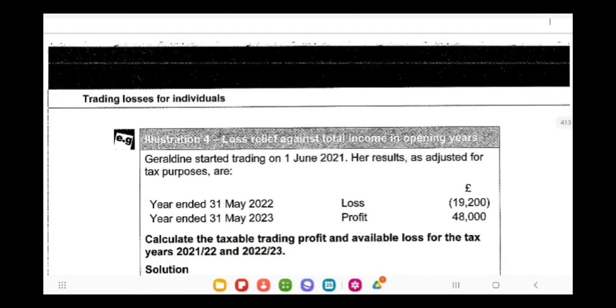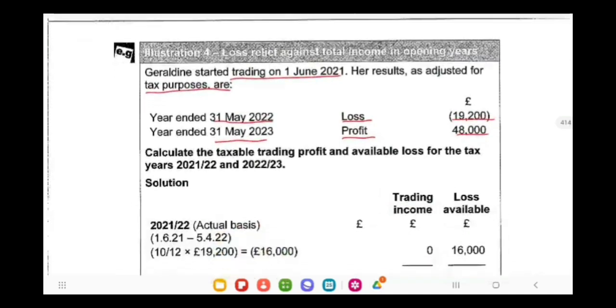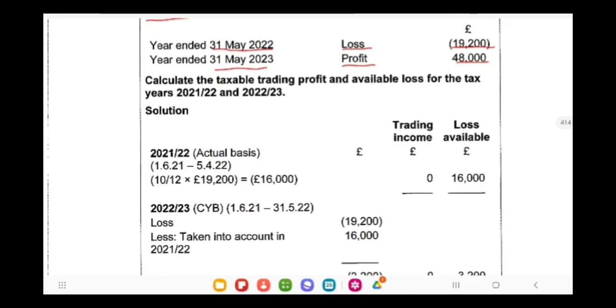For opening year losses, first you have to identify the income in accordance with the tax year. Like in this question, she started trading on 1st June 21. Her results as adjusted for tax purposes are: for the year ended 31st May 22, she suffered a loss of 19,200, and for the year ended 31st May 23, she earned a profit of 48,000. Now they are requiring that we calculate the taxable trading profit and available losses for the tax years 21-22 and 22-23, right? So we have to apply the opening year rule basis.